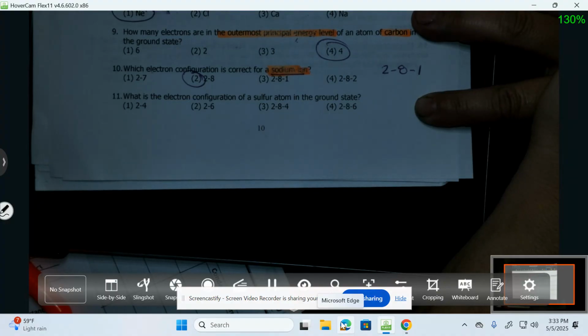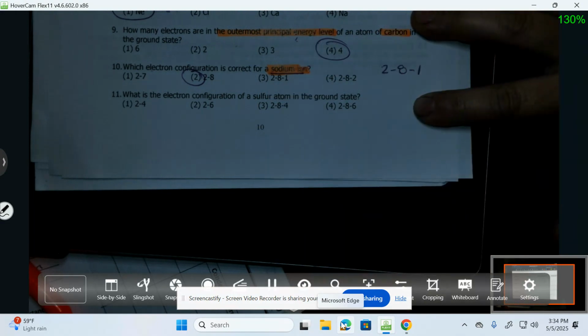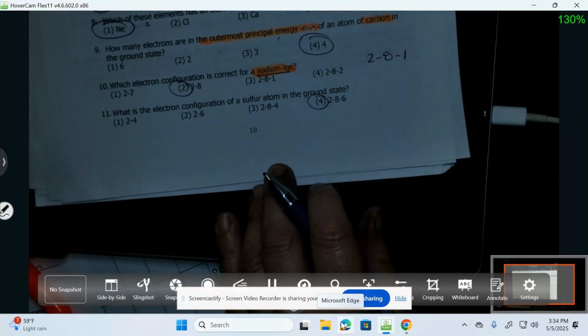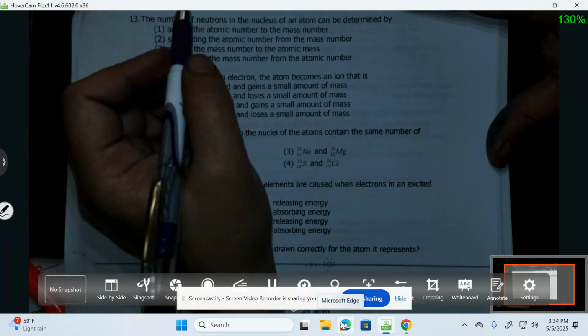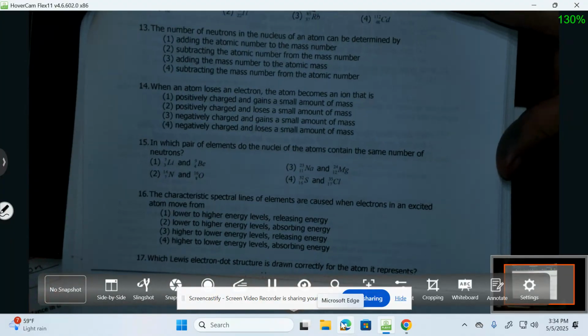All right, what's the electron configuration of a sulfur atom in the ground state? Sulfur? Yep, 2, 8, 6. Just right off the periodic table. The nucleus of which atom contains 48 neutrons? How do you find neutrons?